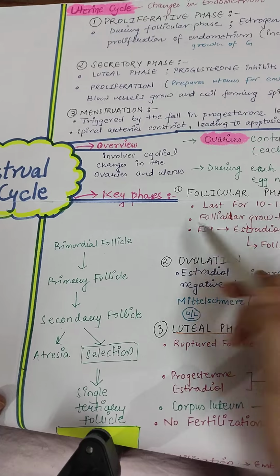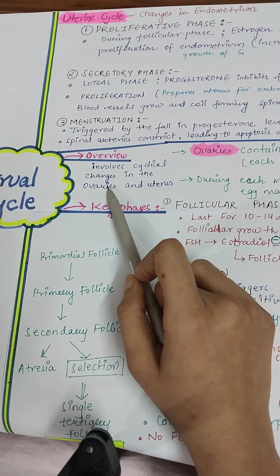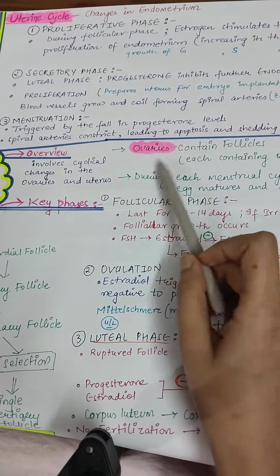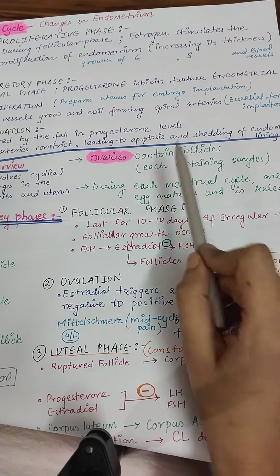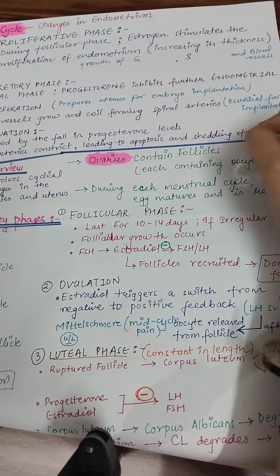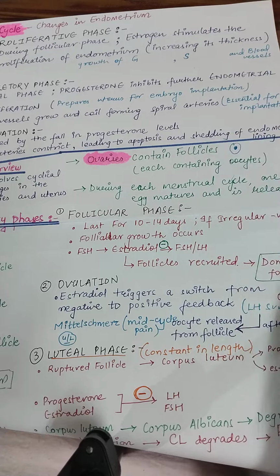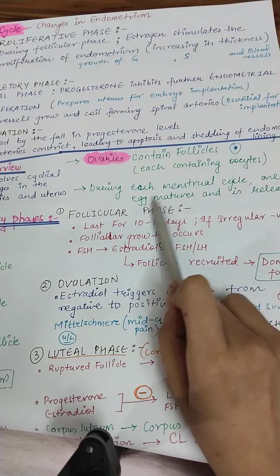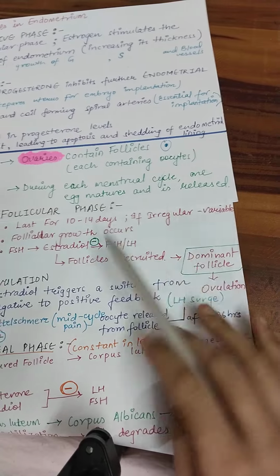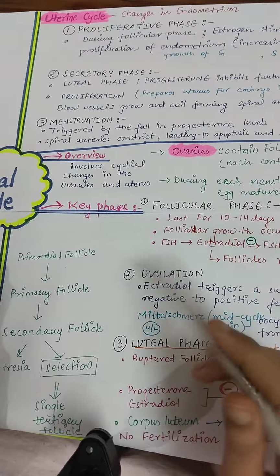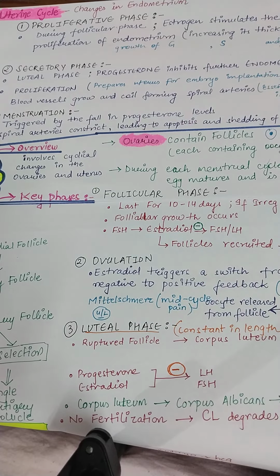Starting with the menstrual cycle overview, it involves cyclical changes in the ovaries and the uterus. Ovaries contain follicles, each containing oocytes. So there will be multiple follicles and each follicle will have oocytes. Then during each menstrual cycle, one egg matures and is released. It is divided into three key phases, which are follicular phase, ovulation, and luteal phase.